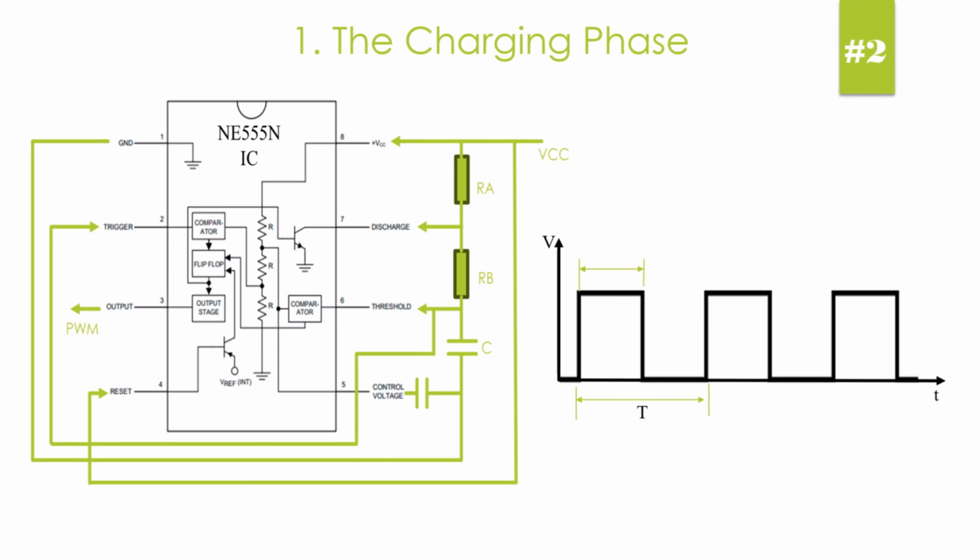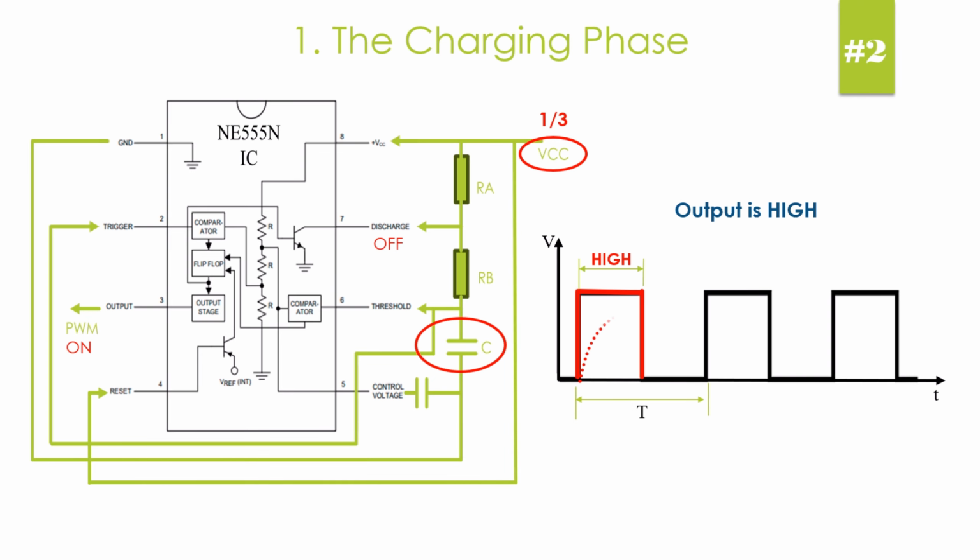The charging phase. First, the output goes high. This happens when the capacitor C1 voltage drops below 1/3 VCC. The timer's internal trigger then flips a switch, turning the output on. At the same time, the discharge pin, which is pin 7, turns off, acting like an open circuit. With that path closed, the capacitor begins to charge. It draws current from the supply voltage through both resistors, RA and RB. This charging phase continues until the voltage across the capacitor reaches 2/3 VCC.